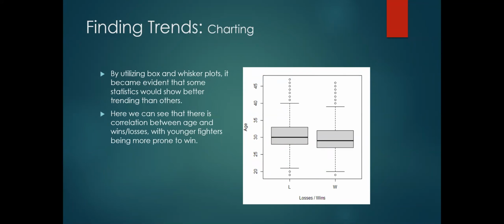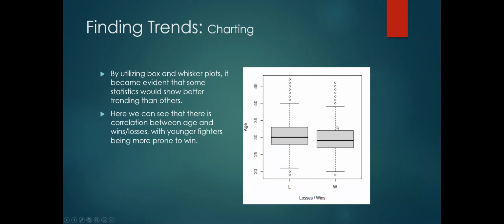So in order to look at this data, we decided to first start by using plotting mechanisms to see if we could find any trends within the information. Here we're looking at age, and we can see that we do have a slight correlation between fighters that are older being the losers and fighters that are younger being the winners.